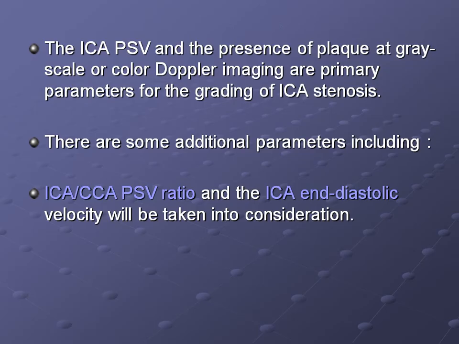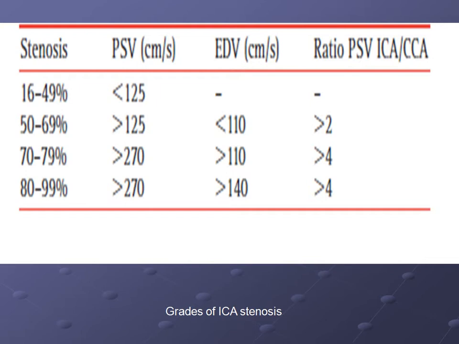So the internal carotid artery peak systolic velocity and the presence of plaque on grayscale or color Doppler images are the primary parameters for the grading of ICA stenosis. There are some additional parameters, including the ICA over CCA peak systolic velocity ratio, and the ICA end diastolic velocity will be taken into consideration. We will talk about it in a few minutes. This shows you the severity of the stenosis and the corresponding changes in the peak systolic and end diastolic velocity.